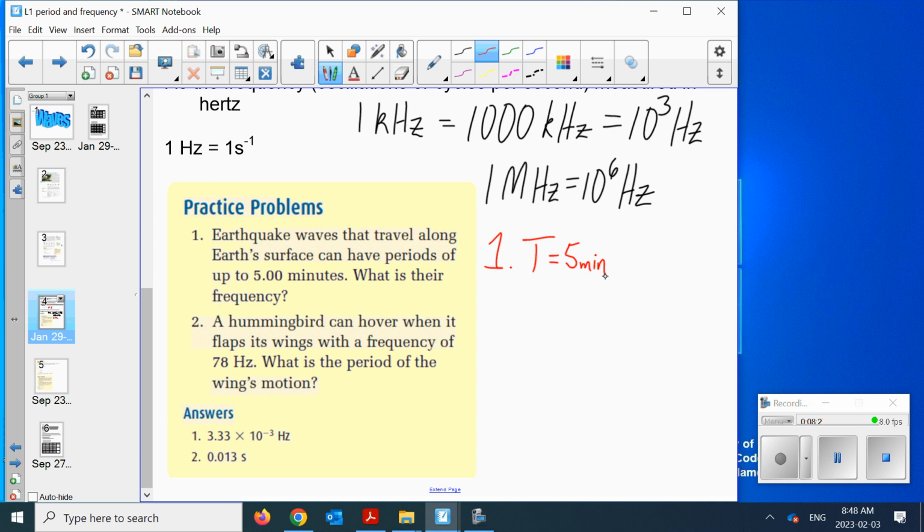So I think you intuitively know that it's going to be a lot of seconds. So you multiply by 60. But I want to just start showing something. We know, and I want to get rid of minutes, so I put minutes on the bottom. 1 minute for every 60 seconds, right?